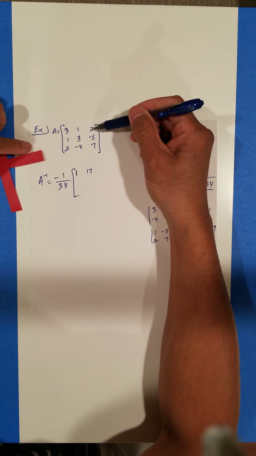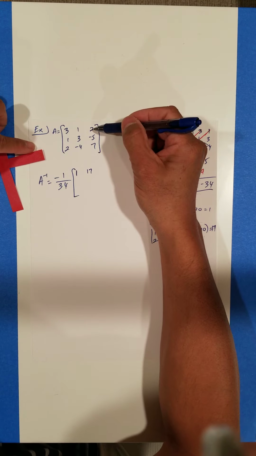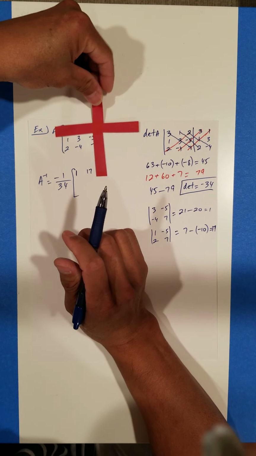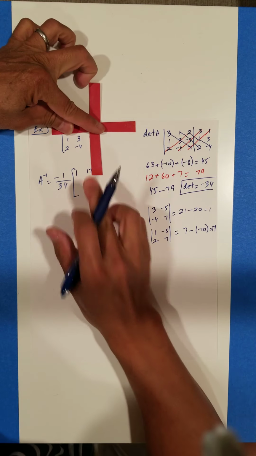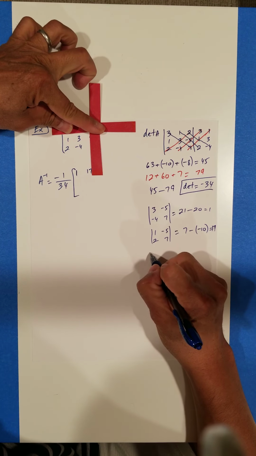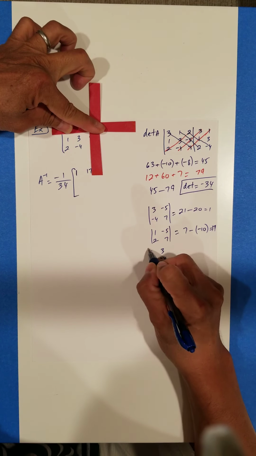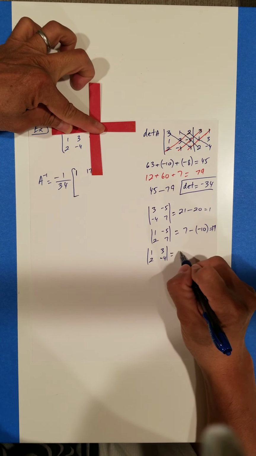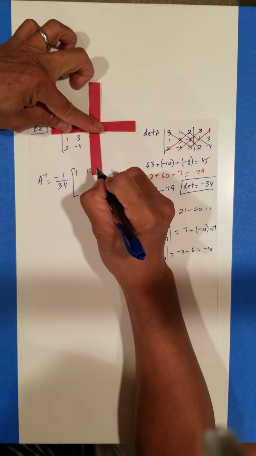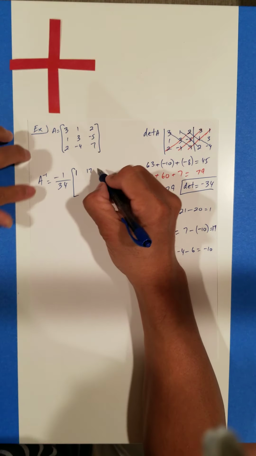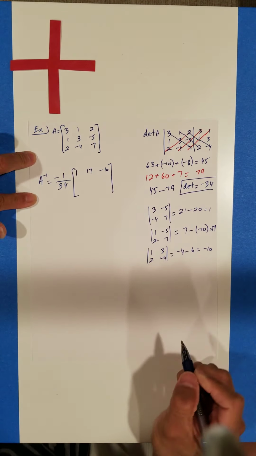Next is the 2. All right. See that 2 right there? I'm going to cover up the row and the column of 2. So here's the row and the column of 2. Look what's left over. Left over is 1, 3, 2, -4. So finding this determinant is -4 minus 6, -10. So hopefully you guys remember how to find determinants of 2 by 2s. Those are pretty simple. Okay?